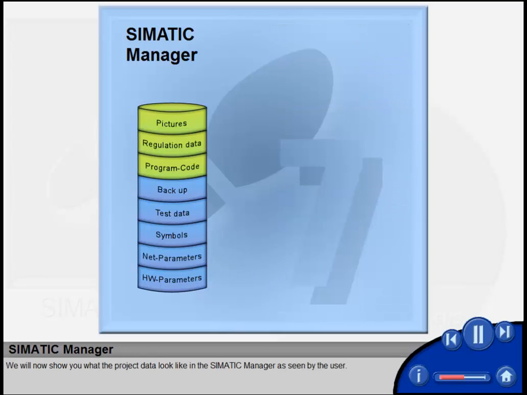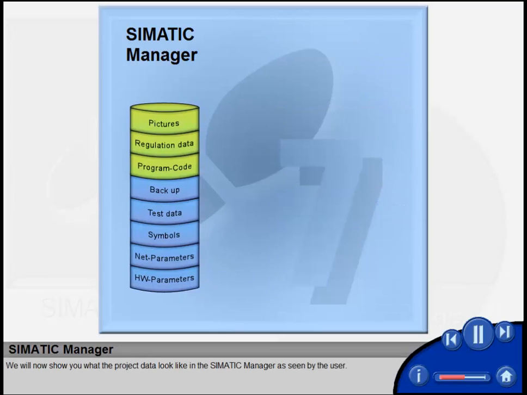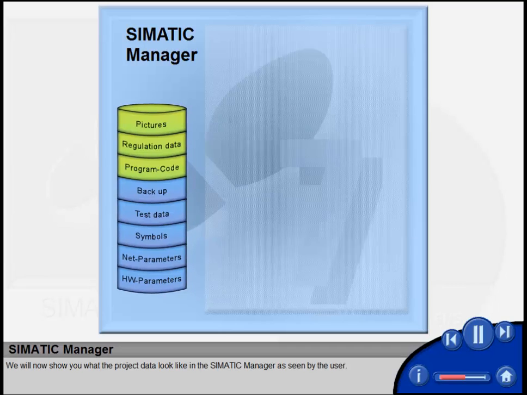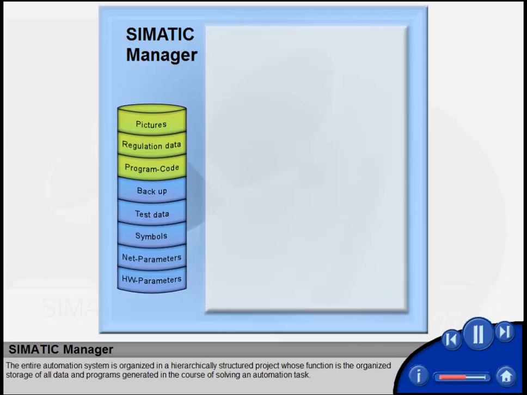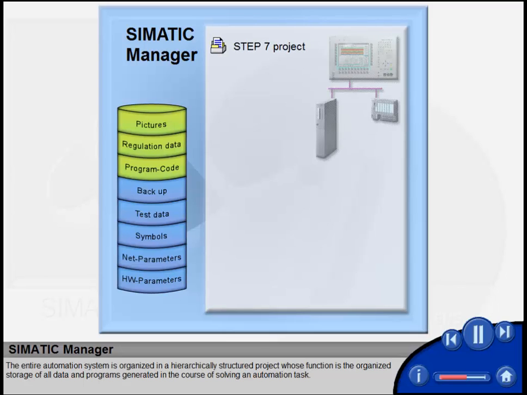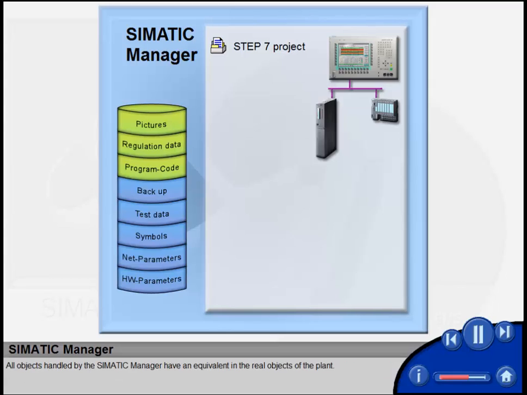We will now show you what the project data look like in the Simatic Manager as seen by the user. The entire automation system is organized in a hierarchically structured project, whose function is the organized storage of all data and programs generated in the course of solving an automation task. All the objects handled by the Simatic Manager have an equivalent in the real objects of the plant.